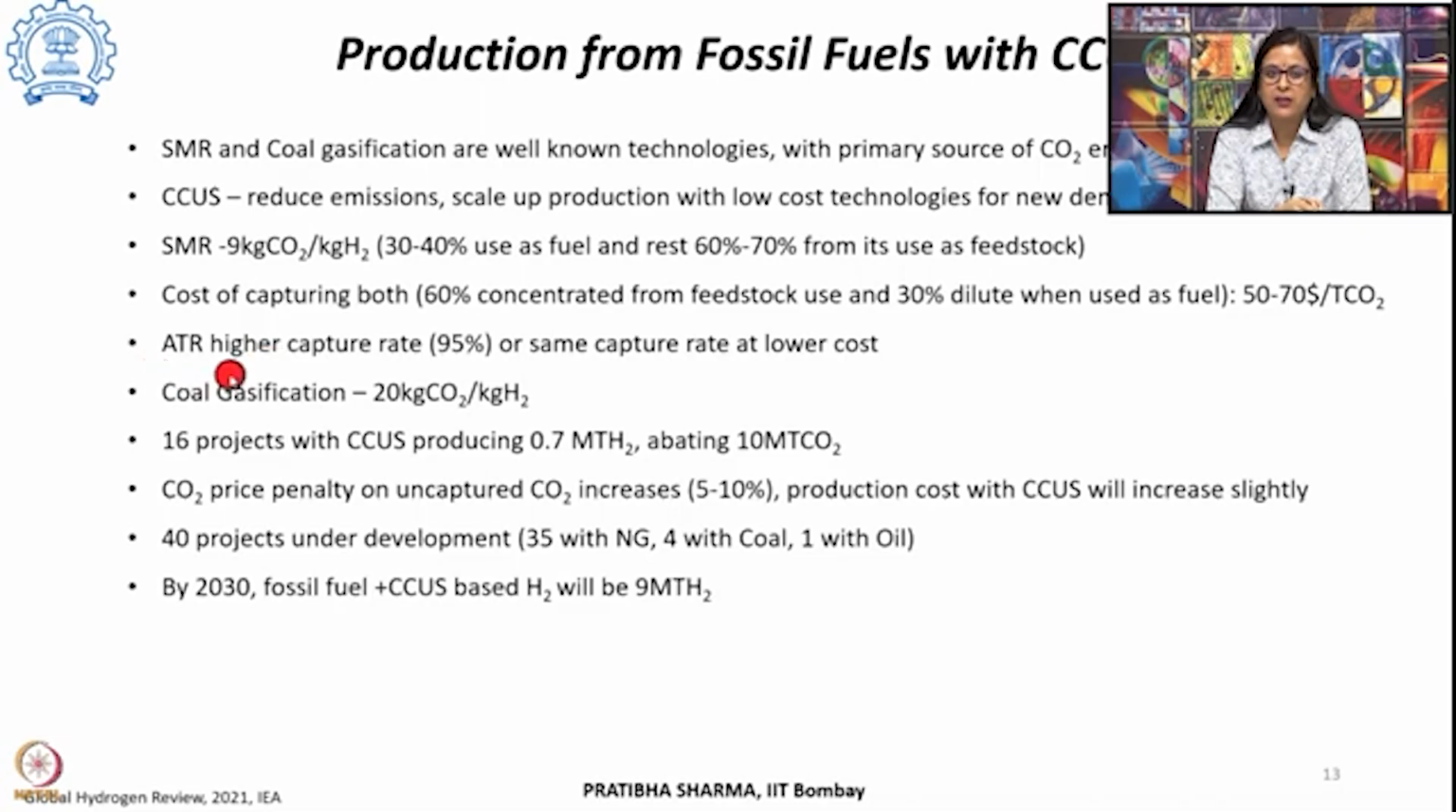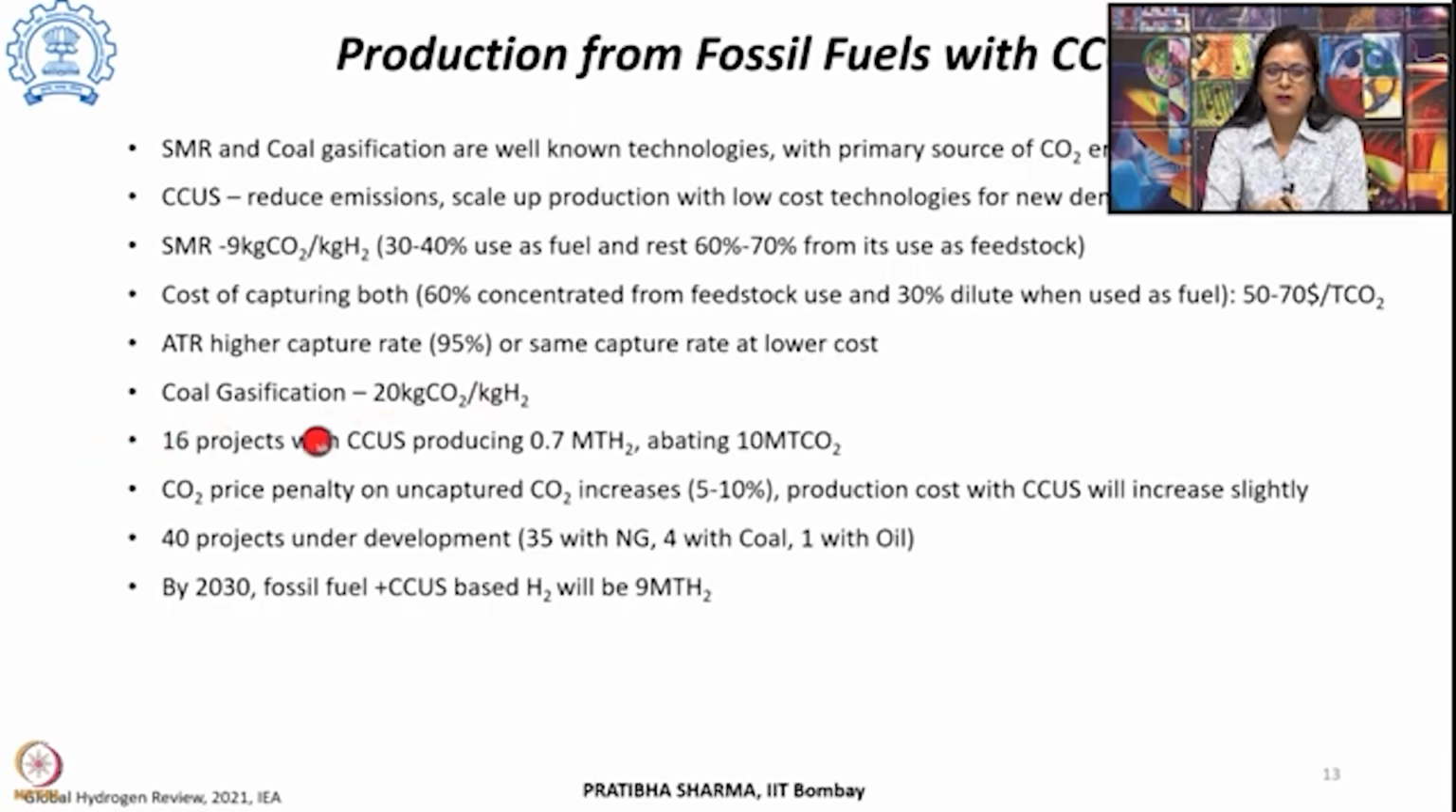Another method we have seen is autothermal reforming. We can achieve a higher capture rate because in the autothermal reformer the entire carbon dioxide produced is concentrated, as the fuel is burnt and the product stream is obtained in the same reactor. So, we can get concentrated carbon dioxide. If we capture that, we can increase the capture rate from 90% to 95%, or have the same capture rate but at a relatively lower cost.